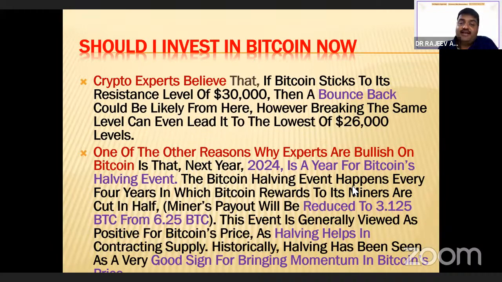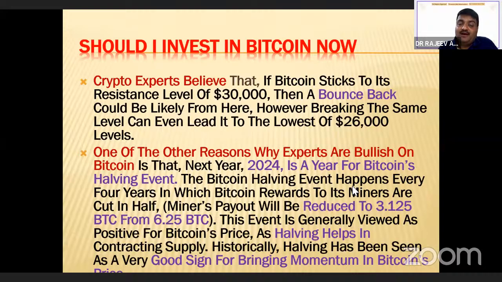One of the other reasons why experts are bullish on Bitcoin is that next year, 2024, is the year of Bitcoin's halving event. Now, what do you mean by halving event? This Bitcoin halving event happens every 4 years, in which Bitcoin rewards to miners are halved. Like I told you, for mining with one high-end computer, it takes 3 years.